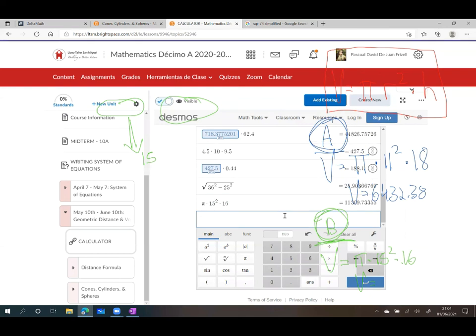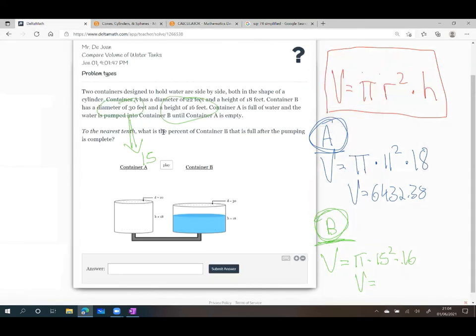And there we have it, 11,309. And just to type in so that we see the second one, the first one that we did, which is 11 and the height of 18. So we have both of them together. Now, read the question carefully. To the nearest tenth, what is the percent of container B that is full after pumping is complete?